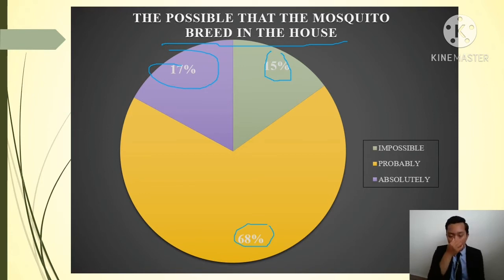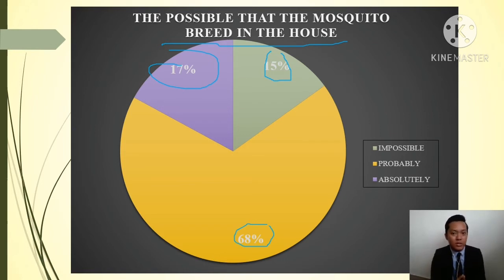Shah. So the summary is, it can be seen that exactly 68% of Polytechnic Sultan Idris Shah choose probably, where around 117% of the students choose the possible that the mosquito breed in the house due to absolutely. And thirdly, below of 1/5 only choose impossible from students of Polytechnic Sultan Idris Shah.